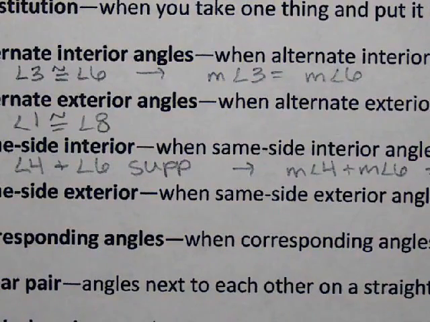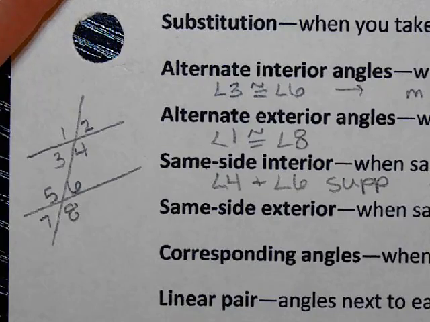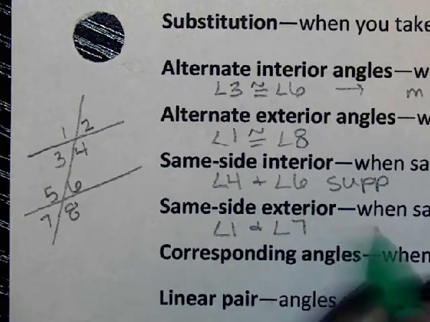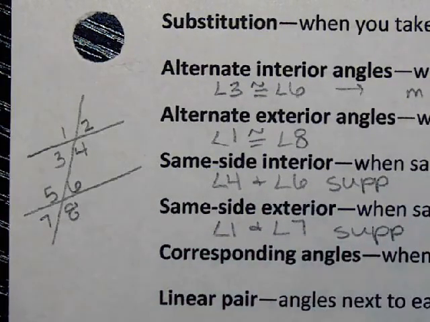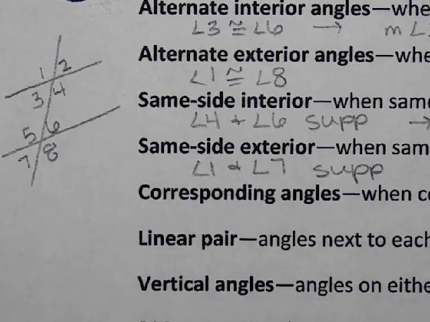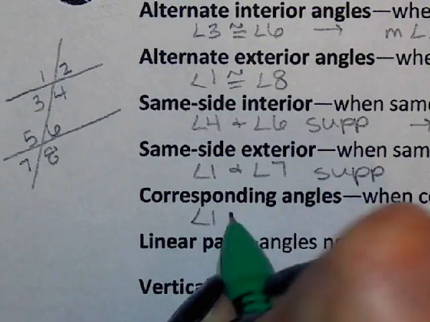Same side exterior. Which ones are same side exterior? 1 and 7 or 2 and 8? Angle 1 and angle 7 are supplementary. Okay. What would the corresponding angles be? 1 and 5. Angle 1 is congruent to angle 5.